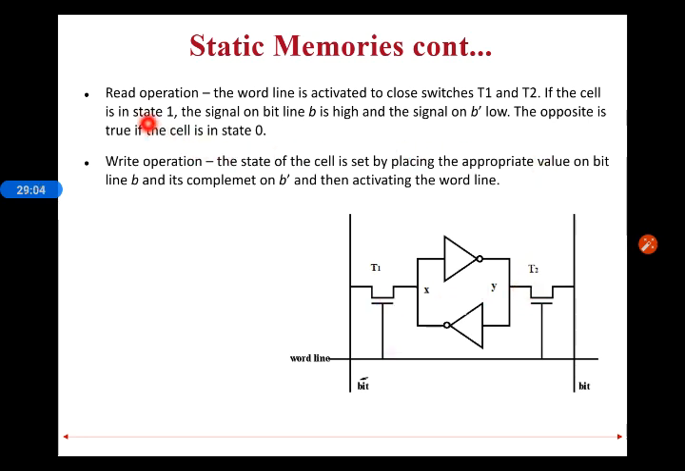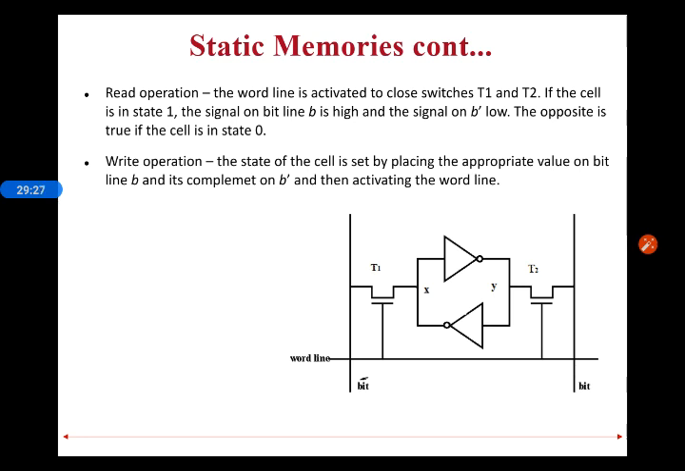If the cell is in state 1, what will happen? The signal on bit line B is high and the signal on B bar is low. B bar means it is a complement. The opposite is true if the cell is in state 0. So when you close this switch, the data that appears here will appear in the bit line.